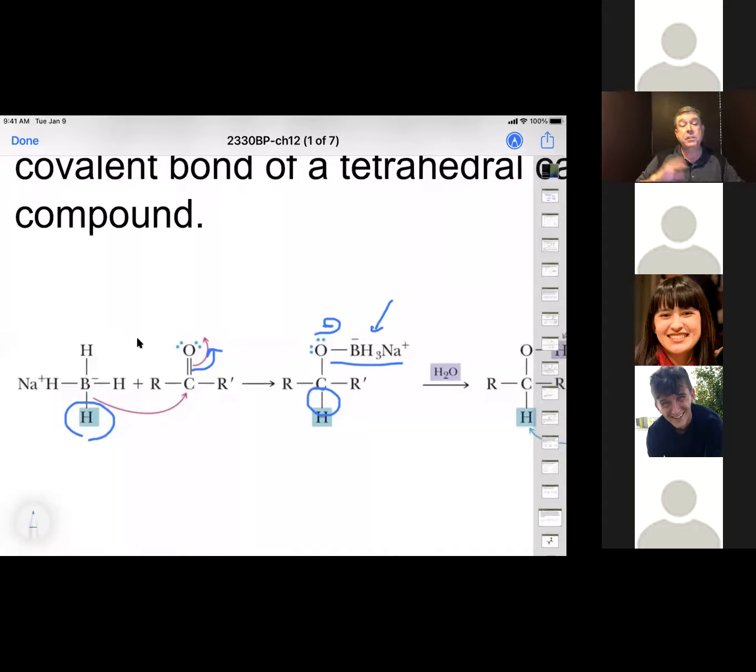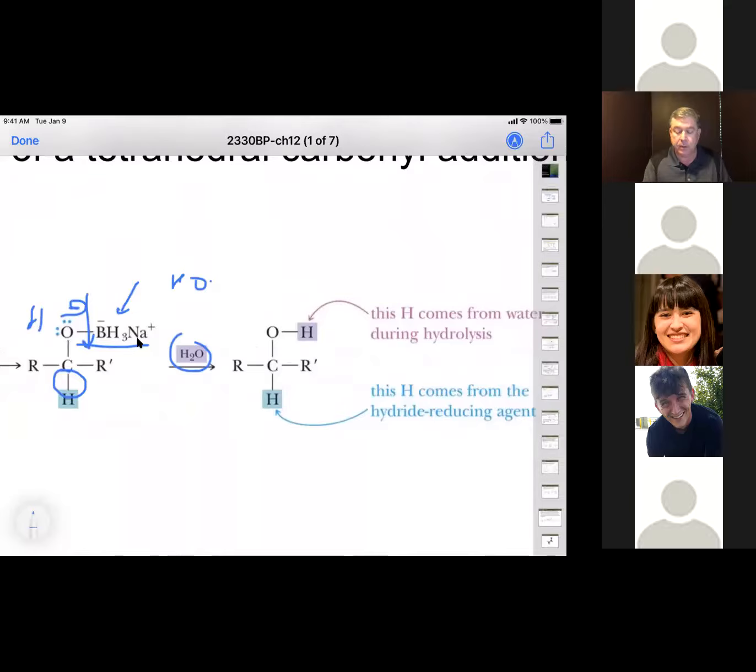Okay, but let's just say we did it 1-to-1. By adding water, we can actually break this bond, giving a hydrogen to this and an OH to the boron, and we get the next part of our product here. So the hydrogen on the oxygen is coming from the water. The hydrogen on the carbon with the oxygen on it is coming from the hydride reagent.